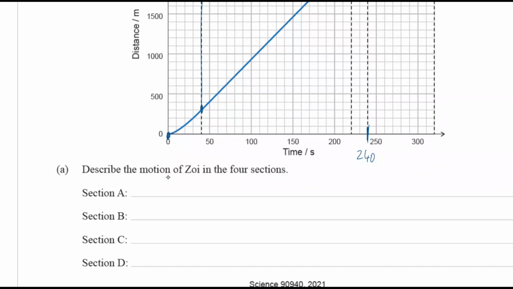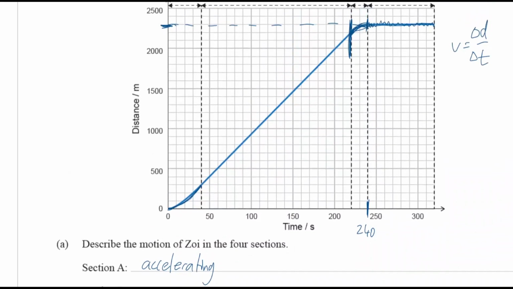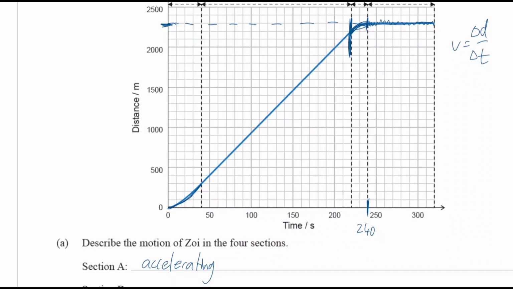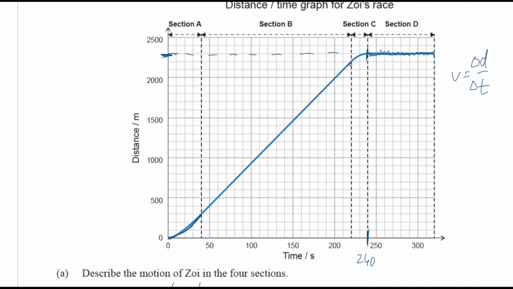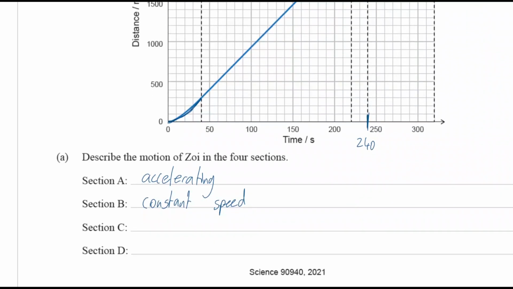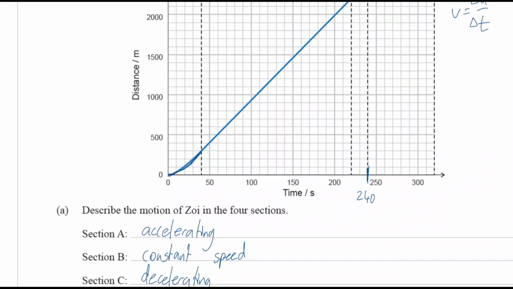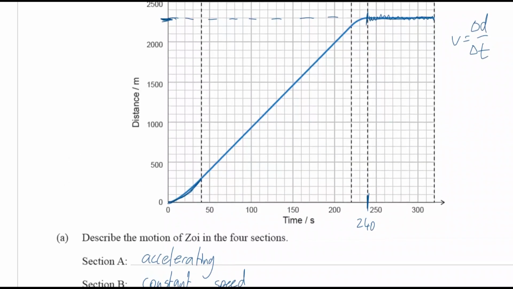So in section A, on this distance time graph, since it's curved upwards, we say Zoe is accelerating. In section B, since it's a constant gradient, right, it's not curved, but it's not flat, it has a non-zero gradient, we say Zoe is traveling at a constant speed. In section C, it's curved downwards. So on a distance time graph, we say that is decelerating. So decelerating or slowing down. Or accelerating negatively, right? A negative acceleration, that's fine too.